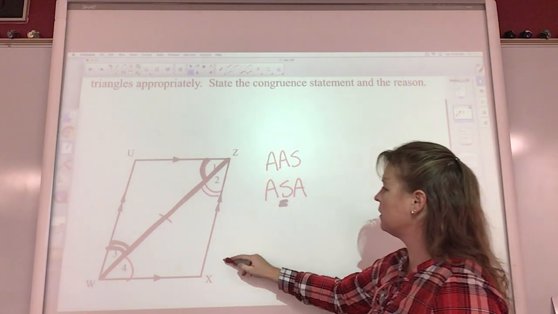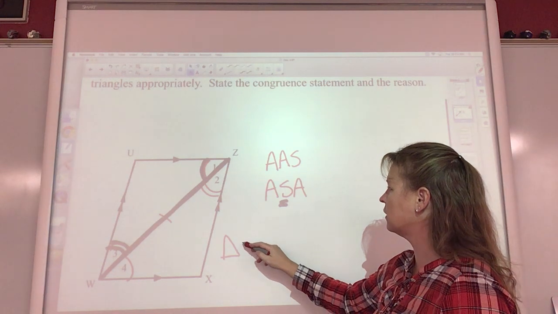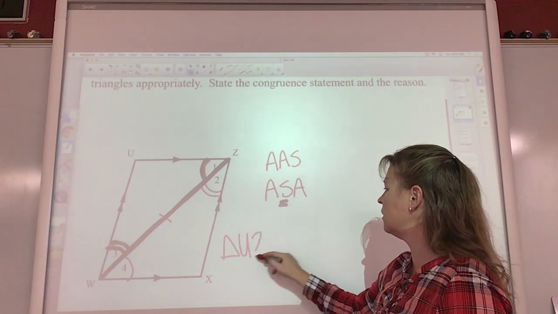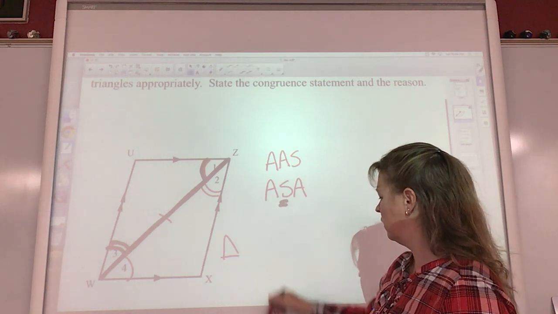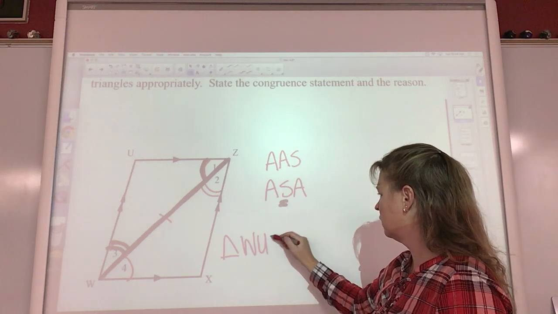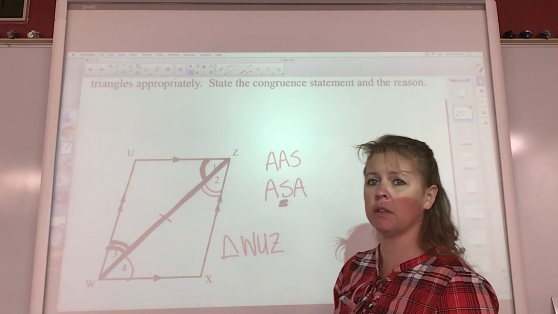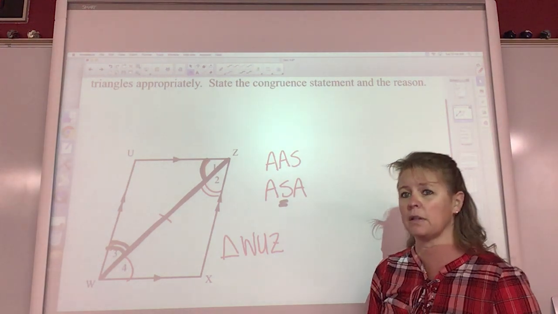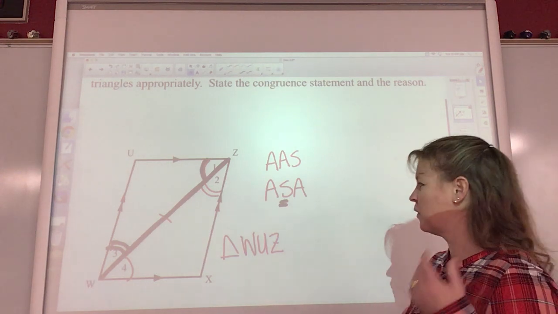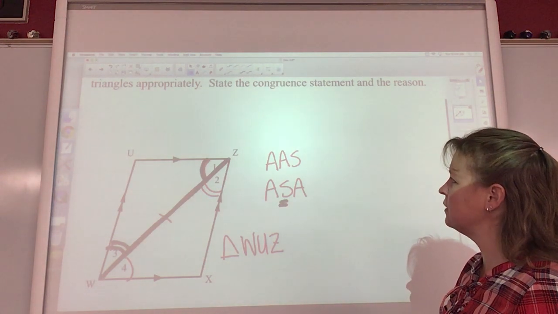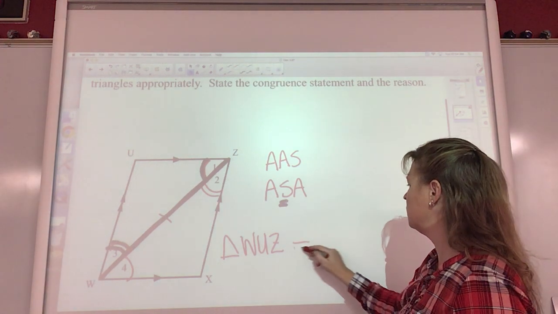State the congruent statement. First triangle, I can call it anything I want. I'm going to go with UZW. No, I'm going to go with WUZ, so I can say was. Was. Do you guys know about Fuzzy Wuzzy? Fuzzy Wuzzy was a bear. Fuzzy Wuzzy had no hair. Fuzzy Wuzzy wasn't very fuzzy, was he? It's one of my favorites. So was, I'm going to go triangle WUZ.